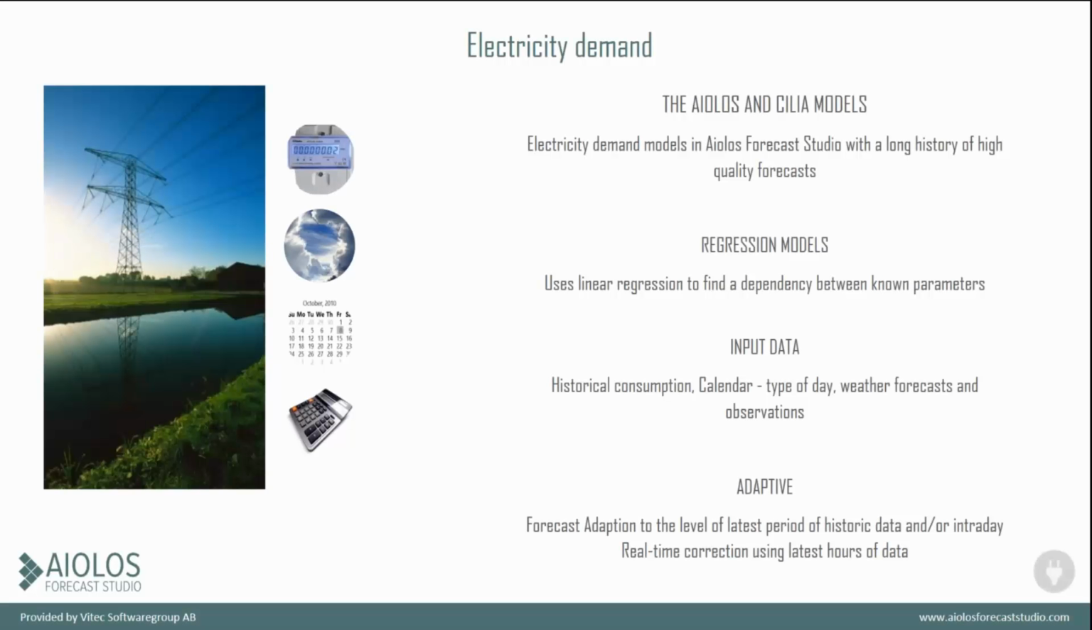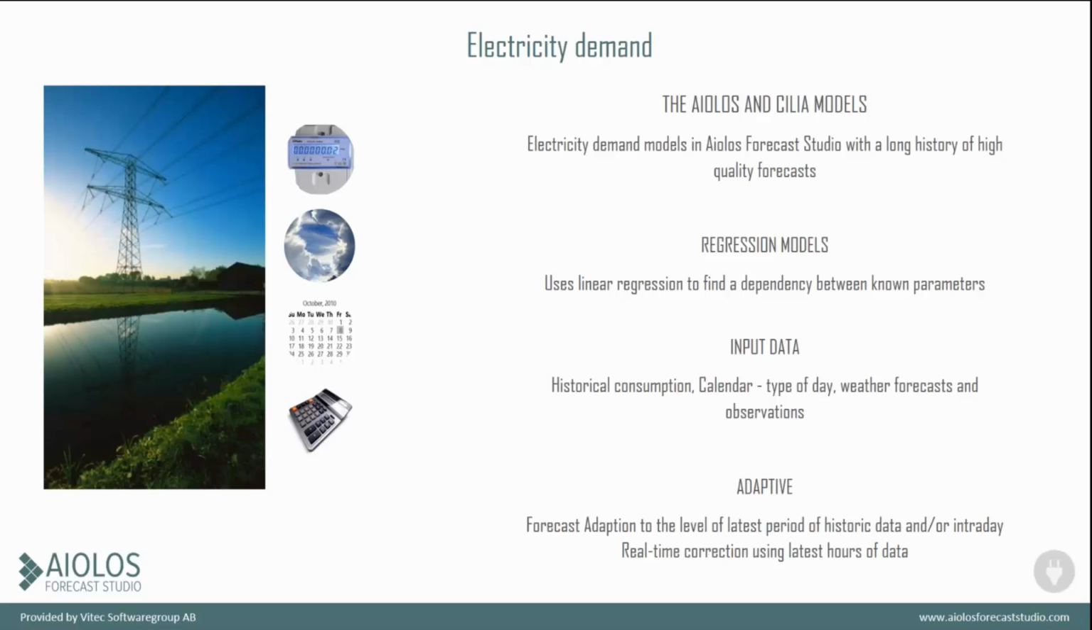So let's start with the Aiolos and Celia models, which are models mostly for electricity demand. They are good with electricity demand with long history and so on, and they are based on a linear regression, and they find dependencies between historical production or load and different weather.